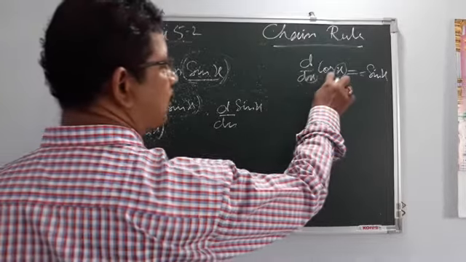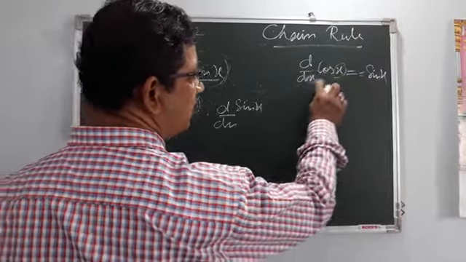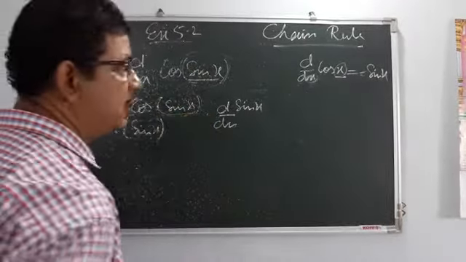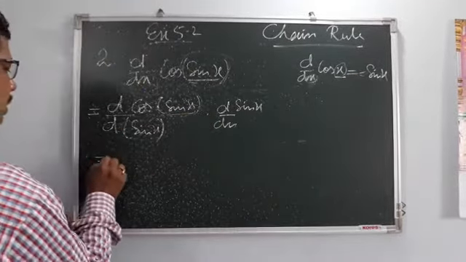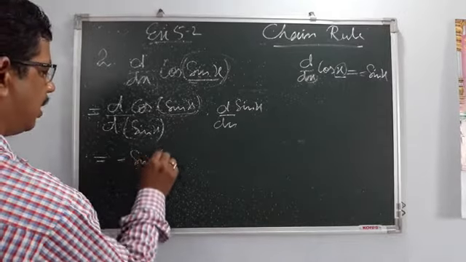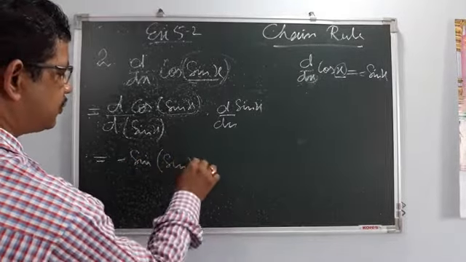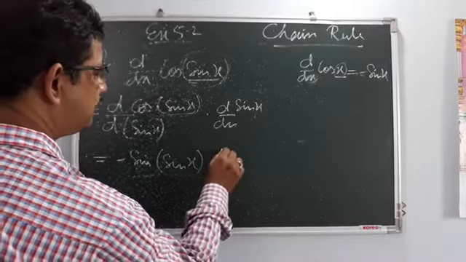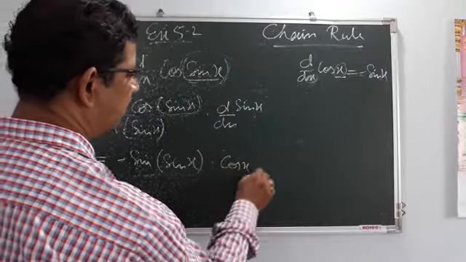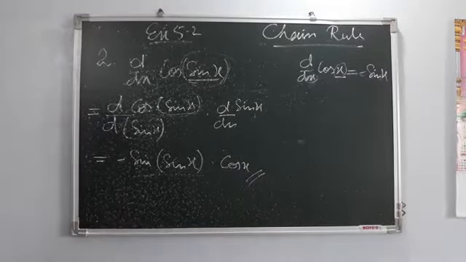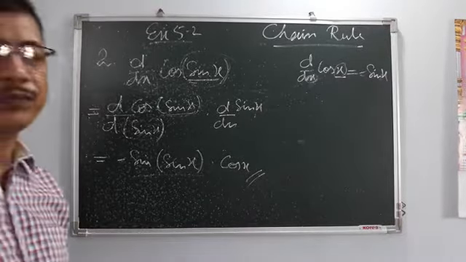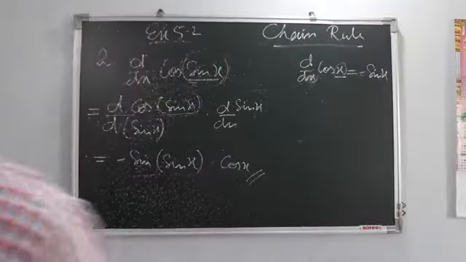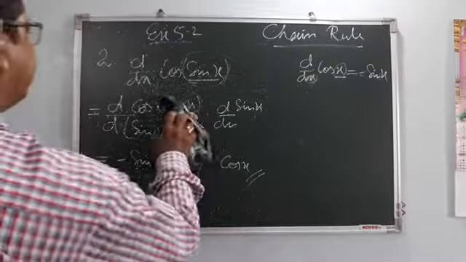Now the formula is what? Differentiation of cos x with respect to x is minus sin x. In place of x, our sin x is there. Our result will be what? Minus sin, in place of x it is sin x, so sin of sin x. And differentiation of sin x is what? Cos x. So this is our answer of question number 2. See, it is such a rule. If you go through this deeply, then you can do it. Now question number 3.